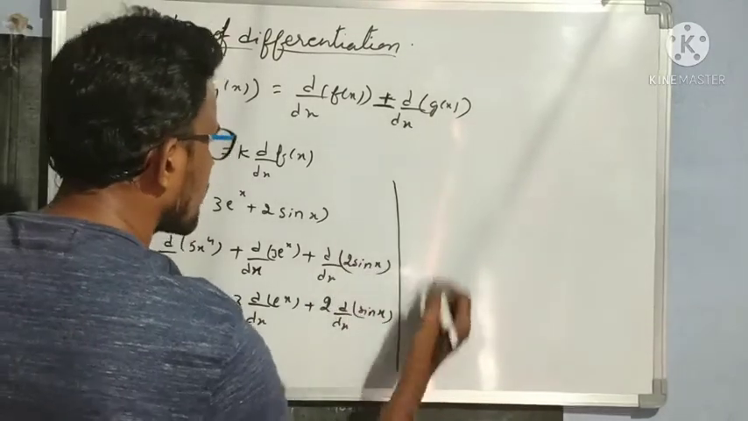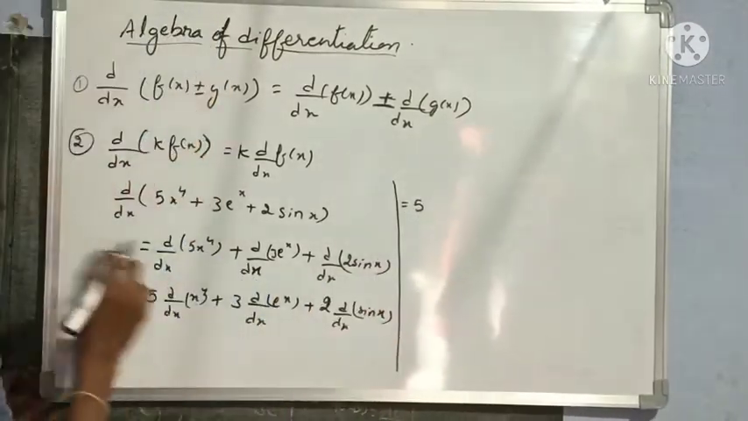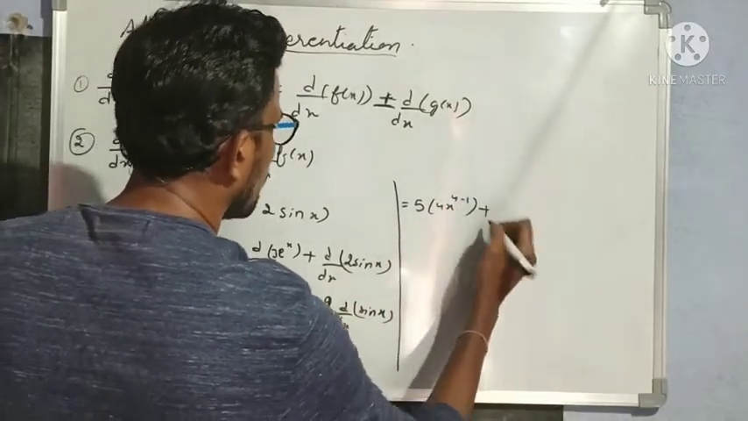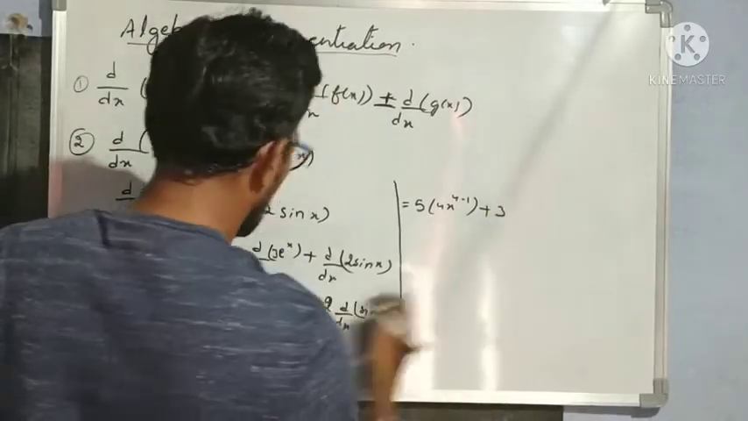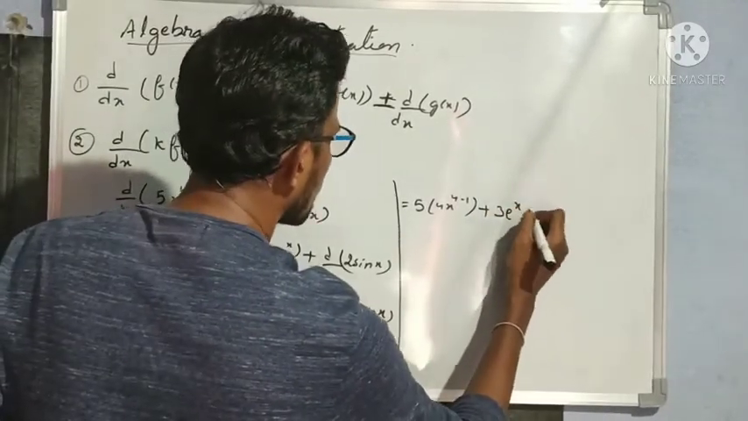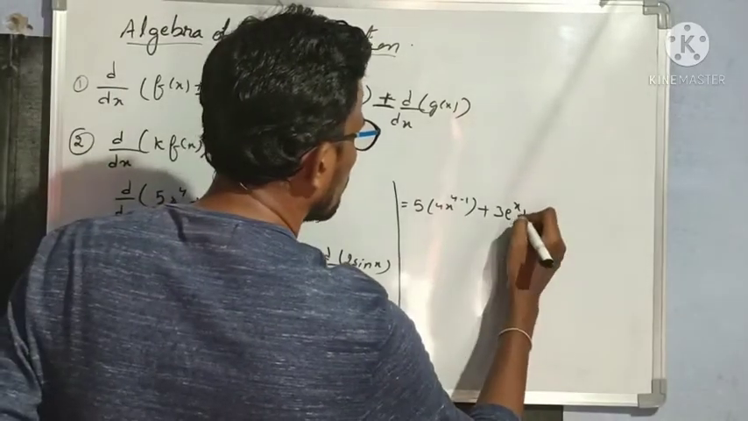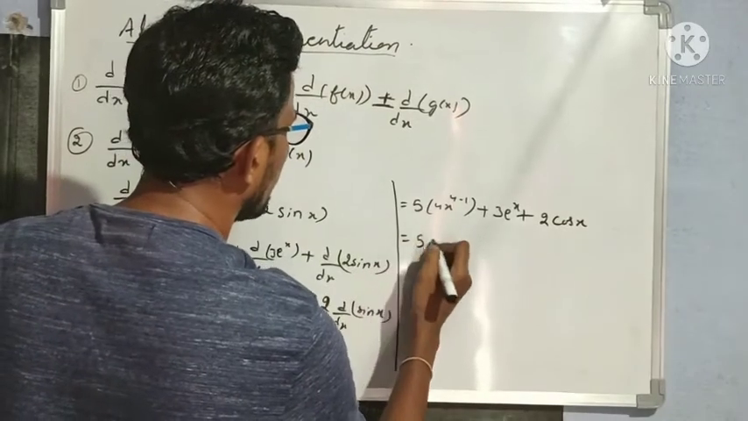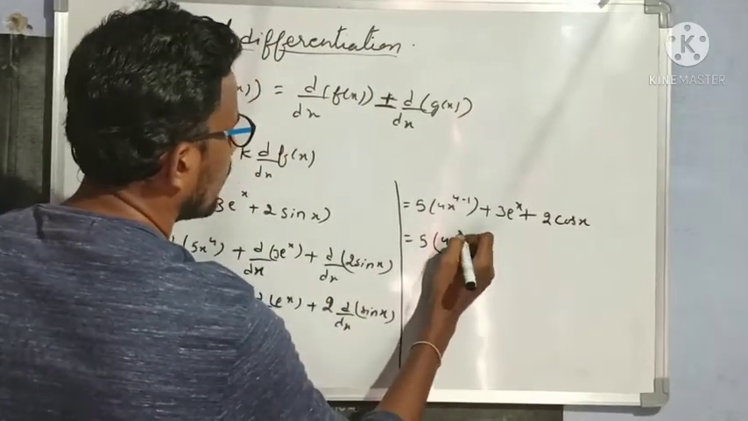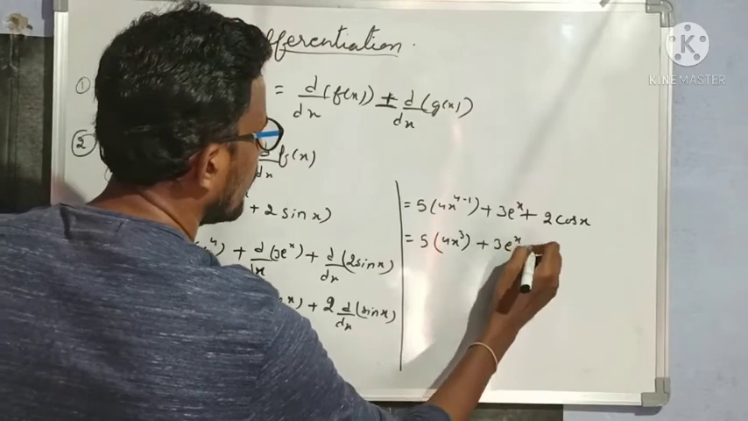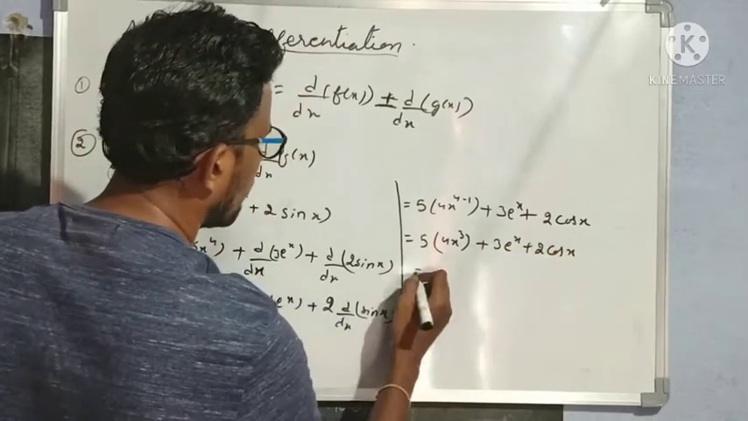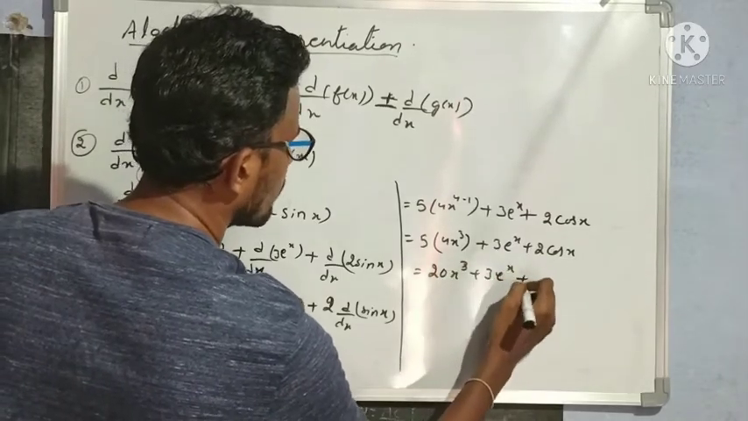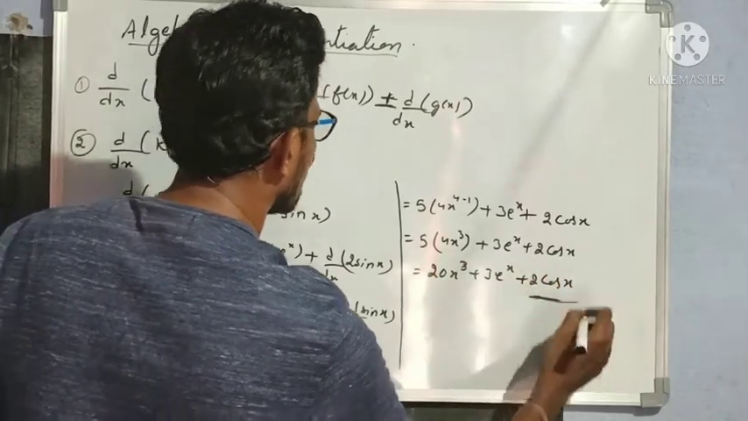So that is equal to 5 into d by dx of x power 4, which is 4 into x power 4 minus 1, plus 3 into d by dx of e power x, which is the same e power x, plus 2 into d by dx of sin x, which is cos x. So that is equal to 5 into 4 x power 3 plus 3 e power x plus 2 cos x. If we multiply this, 5 into 4, we get 20x cube plus 3 e power x plus 2 cos x. This is our answer. Understood now?